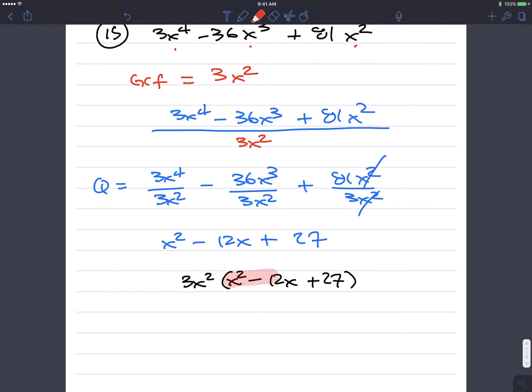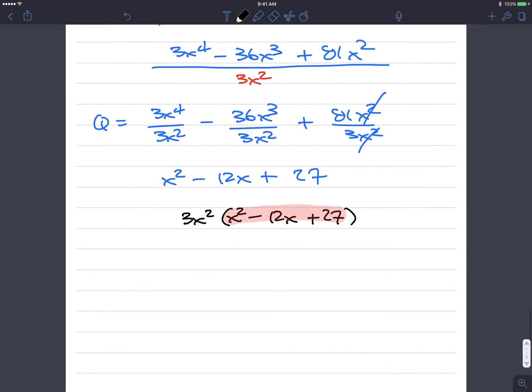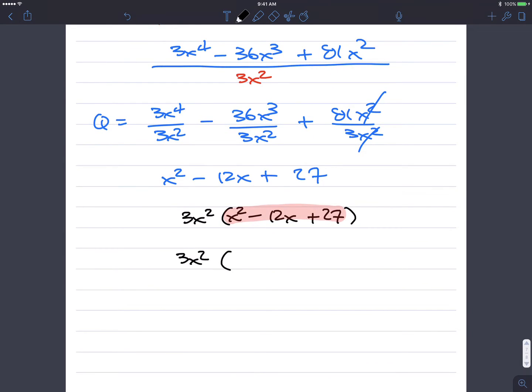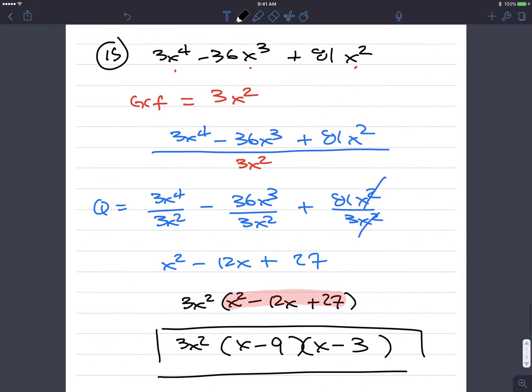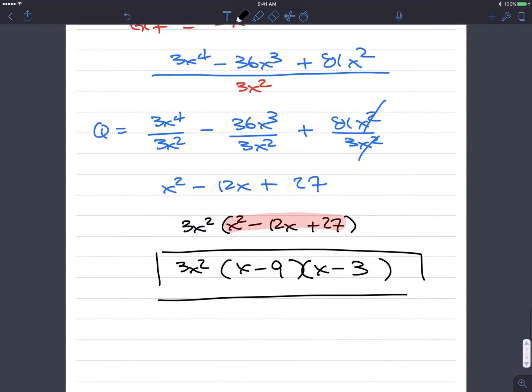Let's factor the quotient. How do we factor x squared minus 12x plus 27, right? Two numbers multiplied together is 27, added negative 12. What are they? Negative 9 and negative what? 3. Is that true? I think you're right. There you guys go. Factor completely. So it's number 15. Okay, anybody have any questions on this one?